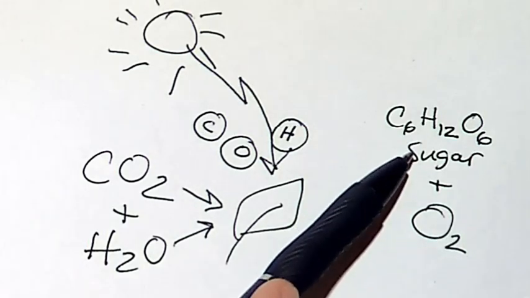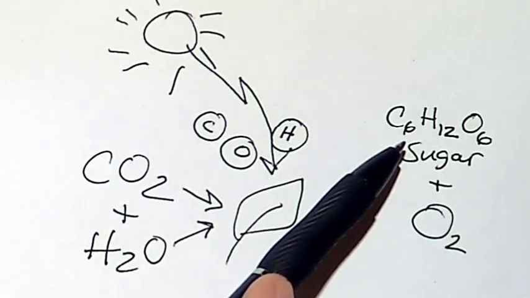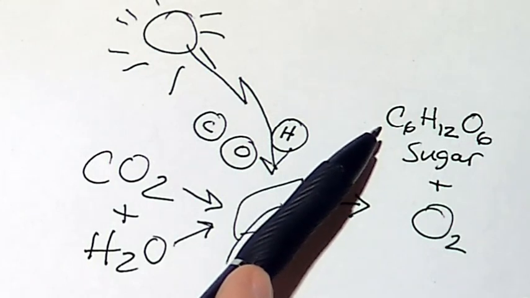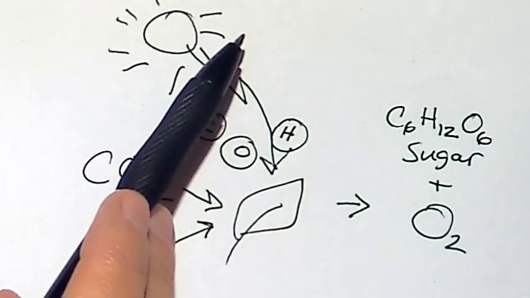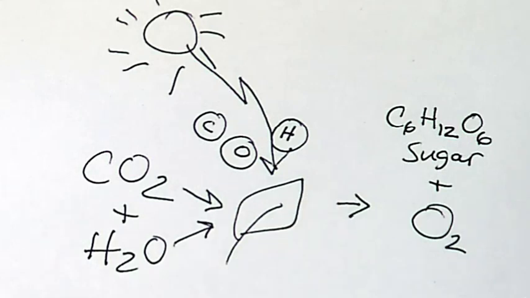But this sugar is a much more complex molecule. So it needs a lot more energy to build that. That energy came from the sun. The other product is oxygen. Most of the oxygen is released from the plants.